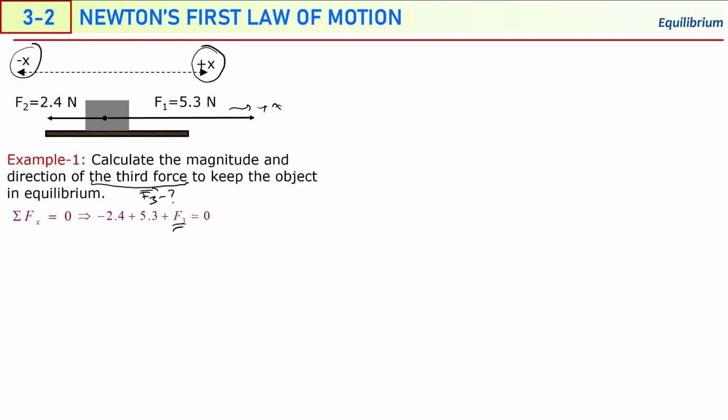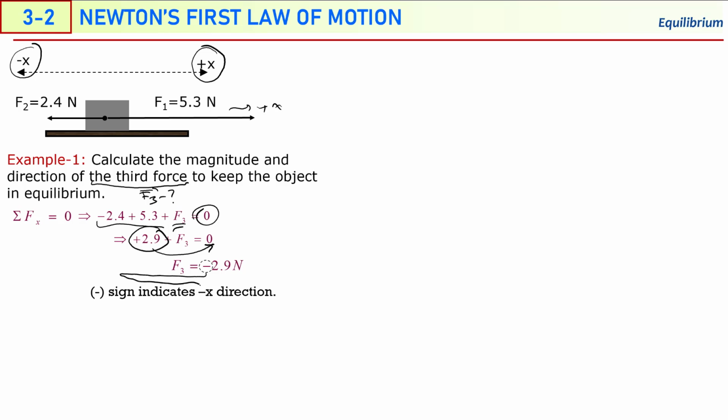I will find it, and the sum will be equal to 0 because I want to keep this object in equilibrium. Then this operation is positive 2.9 plus F3 is equal to 0. If we take the positive 2.9 to the right side of the equation, we get F3 equal to negative 2.9 newtons. And this negative sign indicates that F3 must be in the negative x direction.